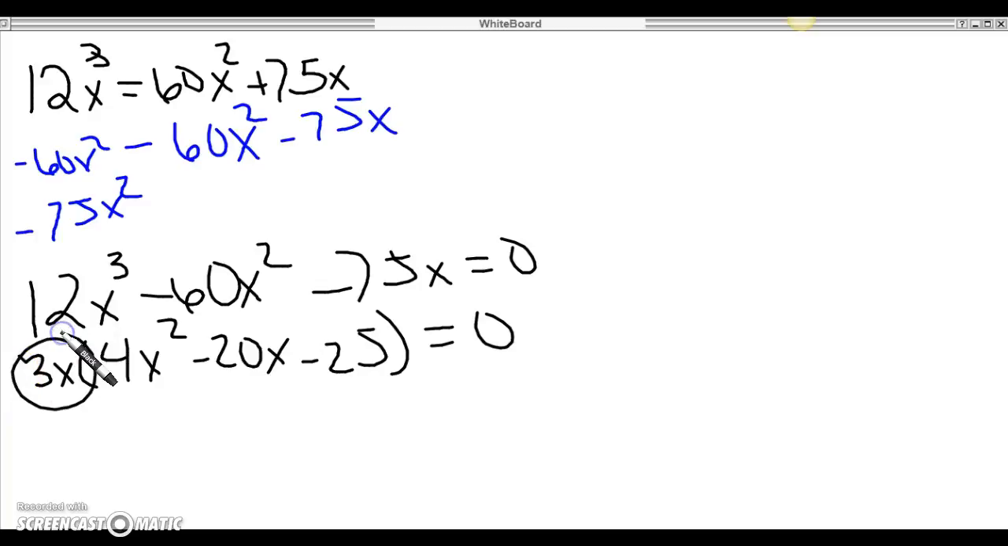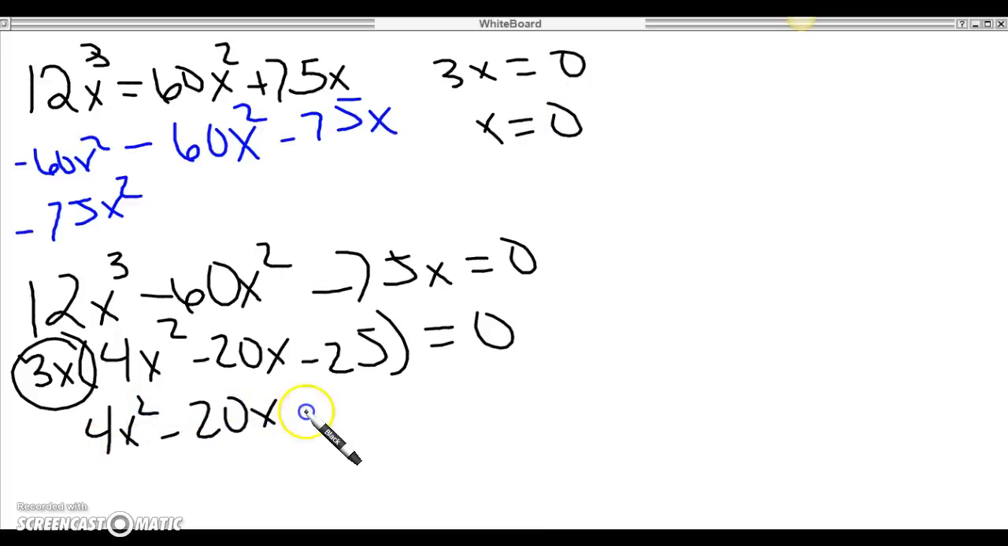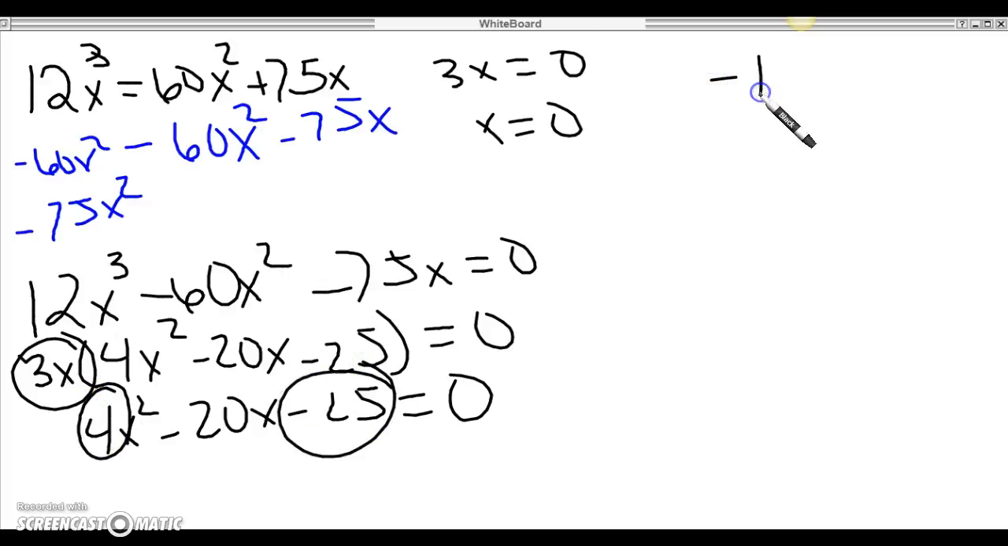I can go ahead and take this one and say 3x equals 0, so one of my solutions is x equals 0. So now I'm just left with this 4x squared minus 20x minus 25 equal to 0. So I need to factor it. One way that I can do it is I can take my 4 and my negative 25, and I get negative 100, and I want to look for two factors that add up to negative 20, if there are any. So I have 4 and negative 25, that doesn't work.